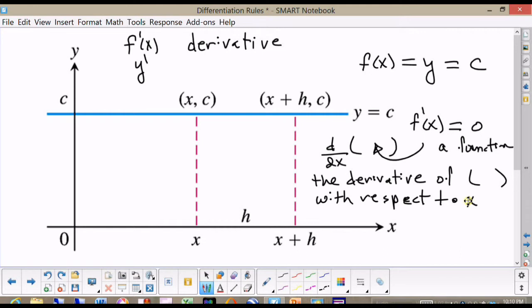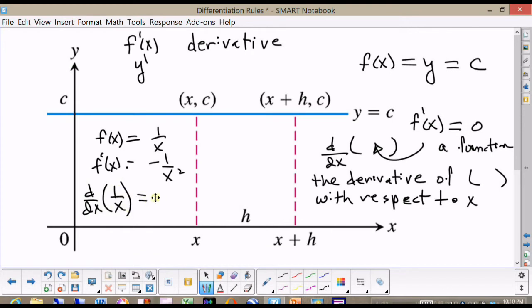And you'll recall that when f of x in the previous video was 1 over x, that f prime of x was minus 1 over x squared. So we would say d dx of 1 over x is minus 1 over x squared. So on this simple constant function, we have really our first simplest rule, that d dx of a constant is equal to 0.